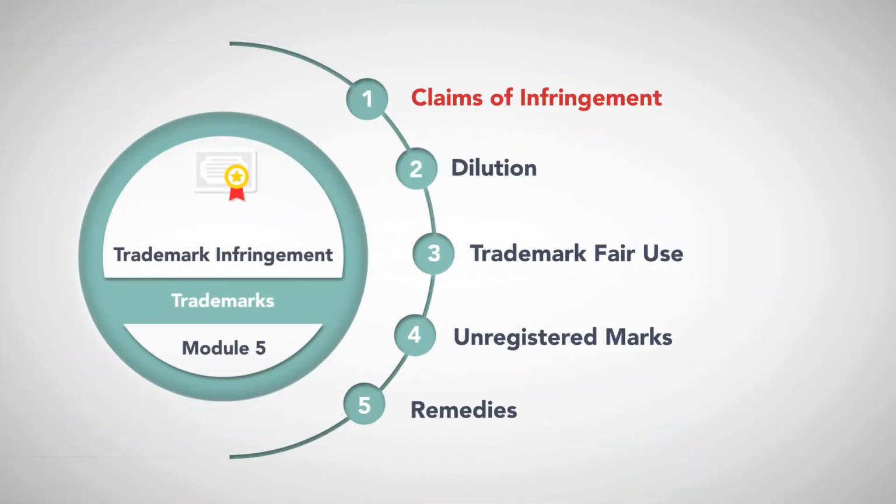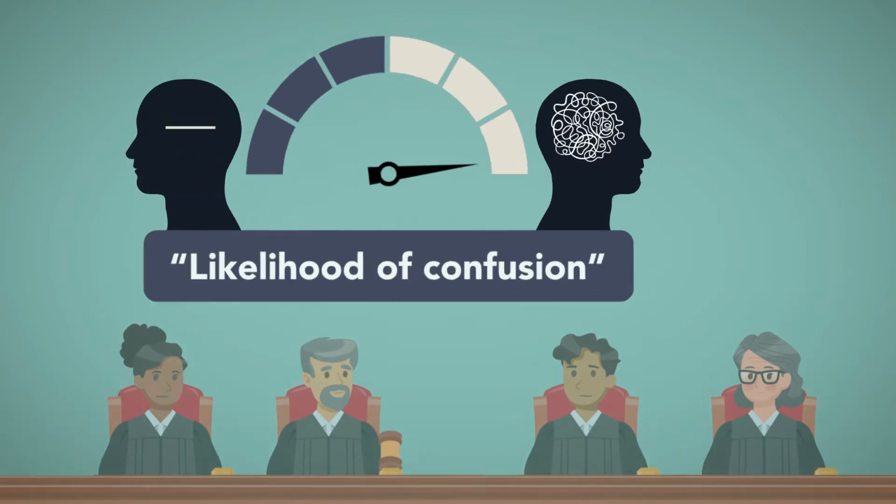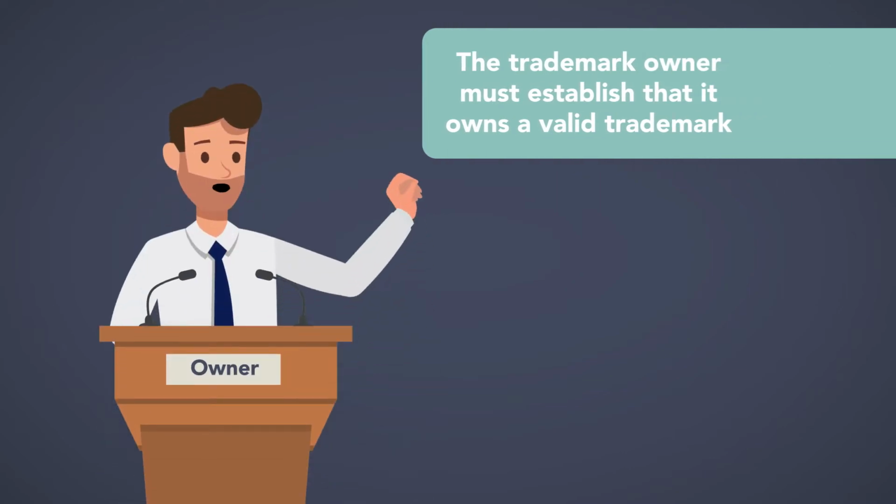Claims of infringement. Courts typically use the likelihood of confusion test to determine whether trademark infringement has occurred. Let's break this down into a few elements. First, the trademark owner must establish that it owns a valid trademark.